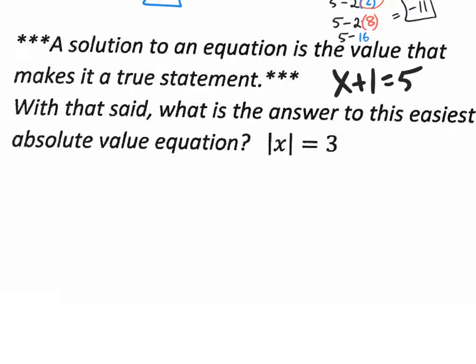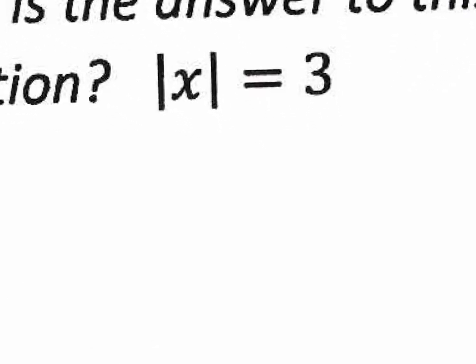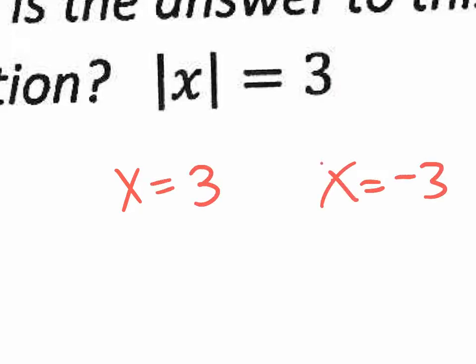So let's look at this easiest type of absolute value equation. It says the absolute value of x equals 3. What number would be an answer right here? 3 and negative 3, right? So it actually has 2 answers. So x could equal 3 and x could equal negative 3. So write down both answers right below it because that's technically your answers to this absolute value equation.